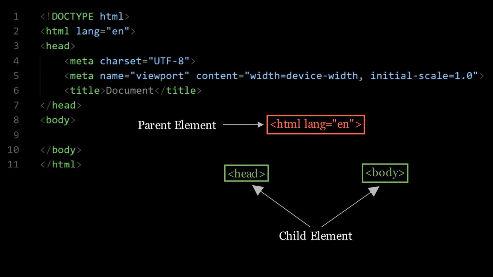You will also notice the HTML element has lang equal to en written inside it. This means the language used within this file is English. This lang part is called an attribute. We haven't discussed attributes yet, and we will cover them deeply in later videos. For now, just remember that HTML elements can have attributes that provide extra information.